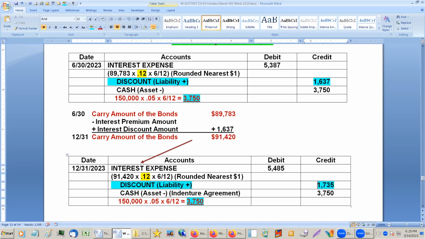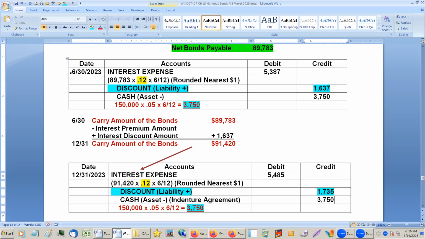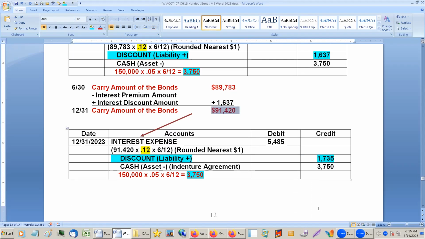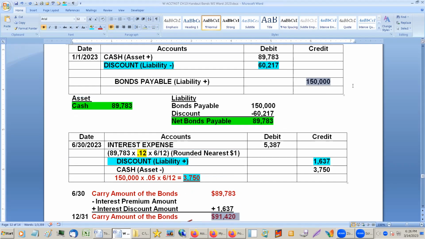And again, it's increasing those liabilities now. We paid them $37.50. They wanted $54.85. They're not going to forget about it. They're going to tack that on, and so starting over going from January to June 30th in 2024, you're going to tack this on to the 91,420. And it'll just keep going up and up and up, the carry amount of the bonds, until it hits 150.